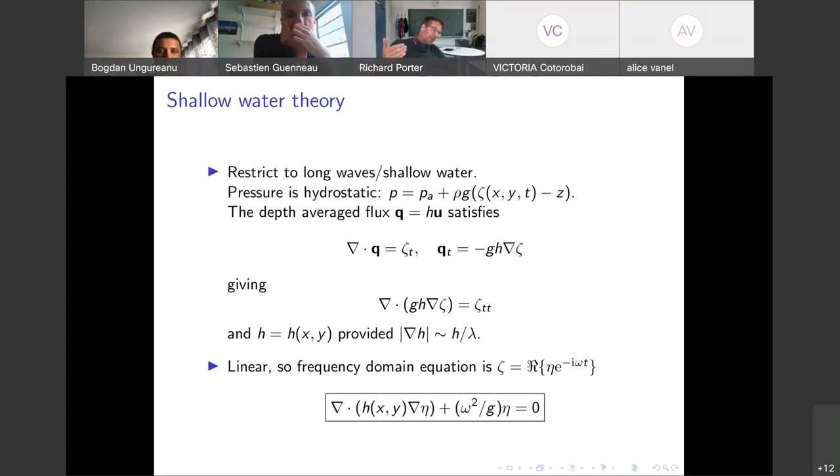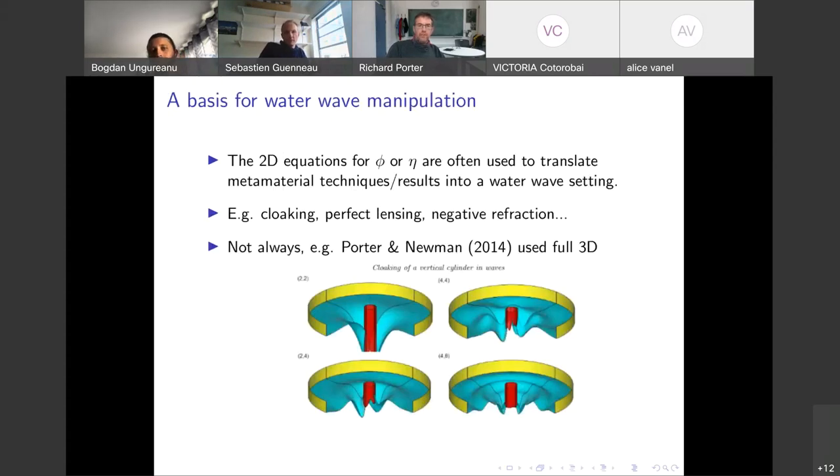Okay, so I've got two examples where I take the complicated equations of water waves, and I can reduce them to slightly different versions of a two-dimensional wave equation. Okay, so that's essentially the connection that you can make between the two, bearing in mind that really the full description of the fluid is one in which you've got full depth dependence. Okay, so here I am. I say the two-dimensional equations for either the potential flow case, phi, where you've got uniformity in the depth, or for eta, where we allow the depth to vary, are often used to translate metamaterial techniques and results into a water wave setting.